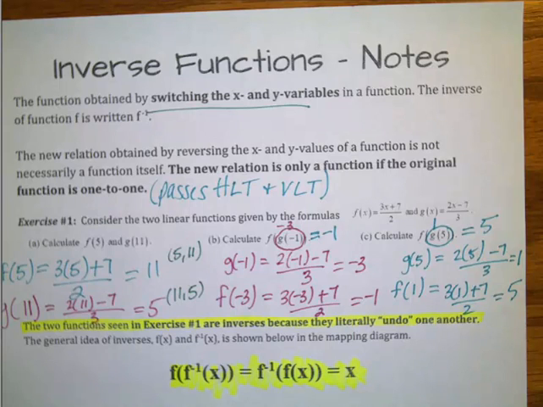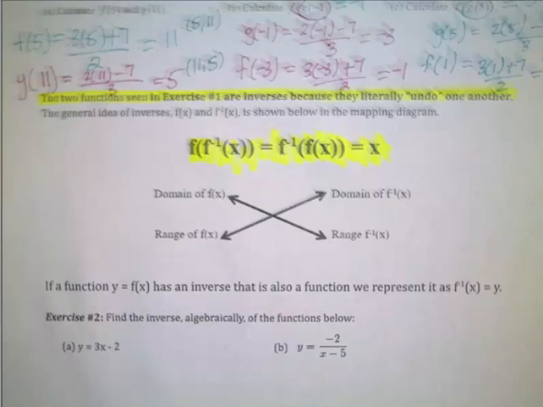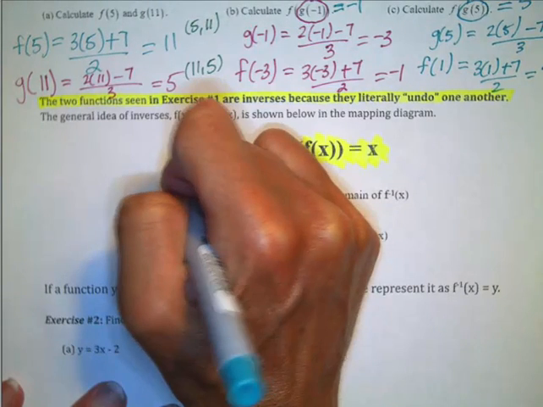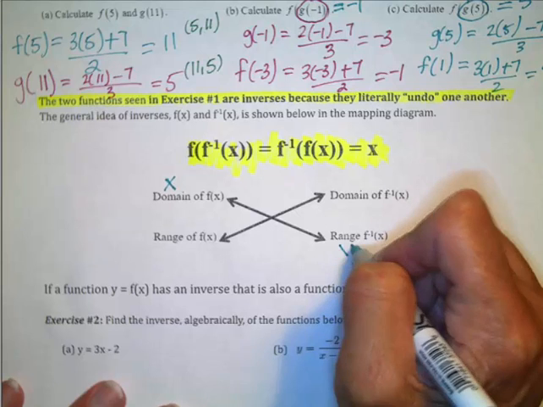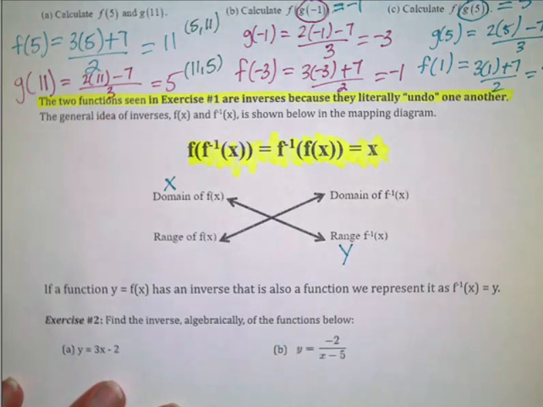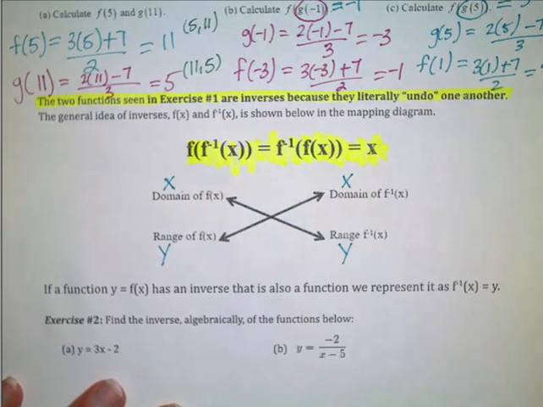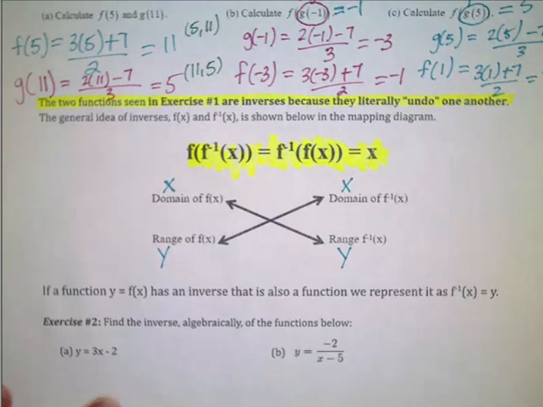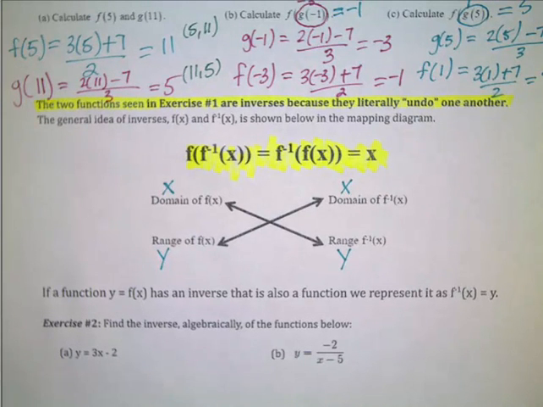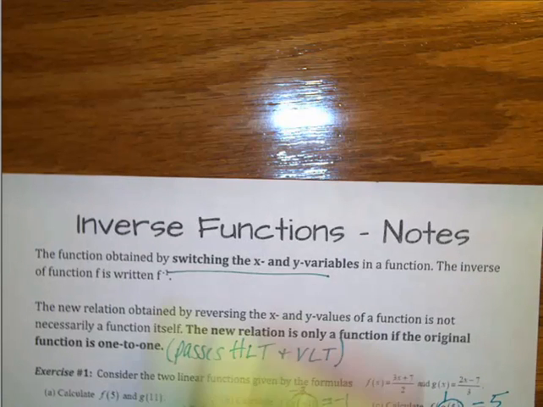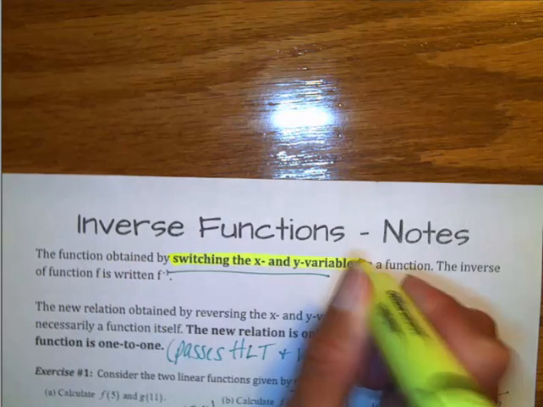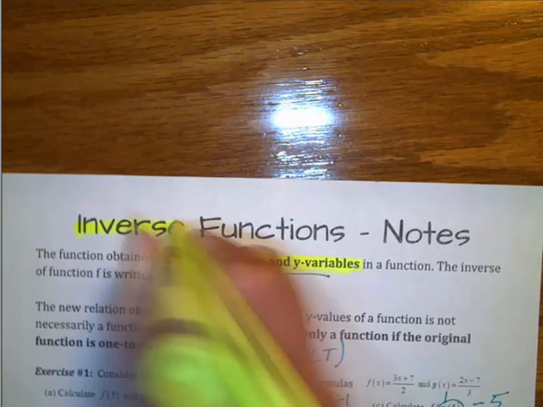So a long time ago, you learned about the domain and the range. So remember, the domain is x. It becomes the range of the inverse. And the range of the original becomes the domain of the inverse. Why? Because we're switching x and y. So way back up at the top, this idea of switching the x and the y variables, that is the idea behind an inverse.